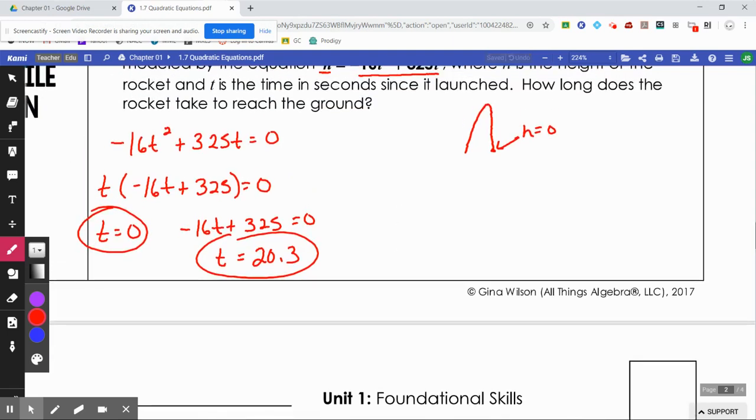So why are there two different answers? Because we asked, when will the height be 0? When you began, the height was 0, and then after the launch, the height was 0 when it hit the ground again. So here's where it began. And here was after 20.3 seconds, it'll hit the ground again.